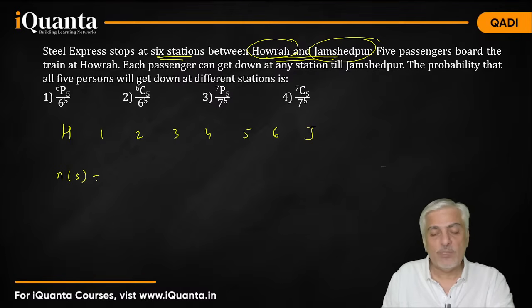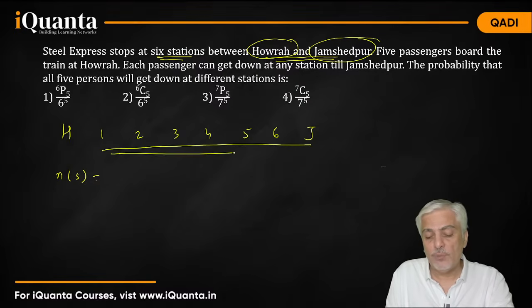My sample space will be every passenger has a choice of 7 stations including Jamshedpur. So all of them have a choice of 7 stations. So 7 into 7 into 7 into 7 into 7, 7 raised to 5.